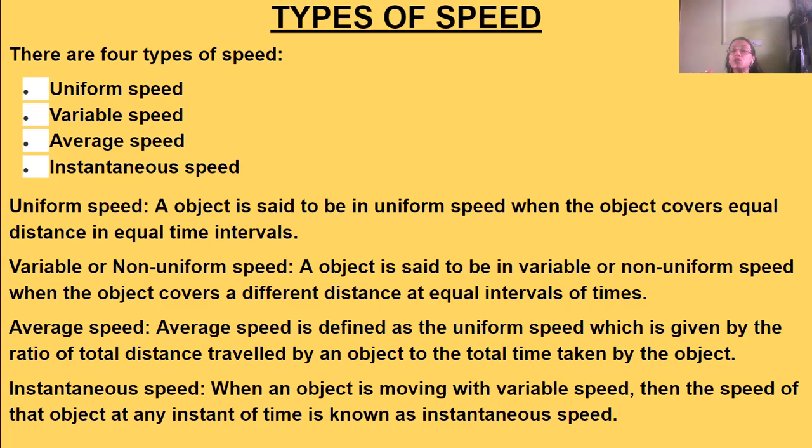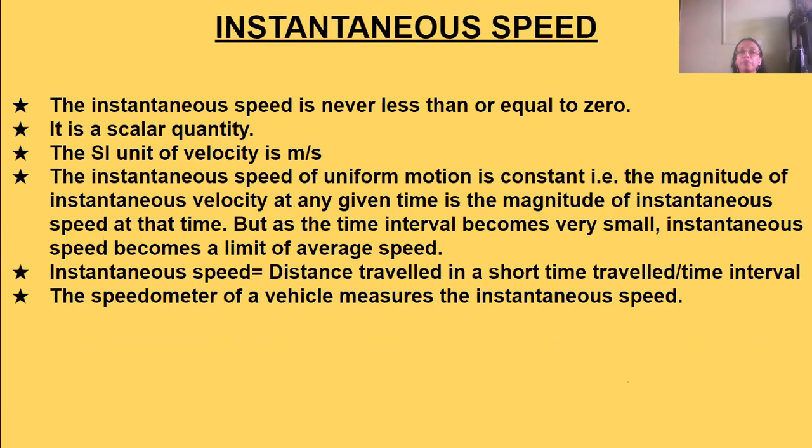Then what is instantaneous speed? When an object is moving with variable speed. Average speed is uniform speed, but in instantaneous speed, the object is moving with variable speed, that is non-uniform speed. Then the speed of that object at any instant of time is known as instantaneous speed. Okay. Next, instantaneous speed can never be less than or equal to 0.